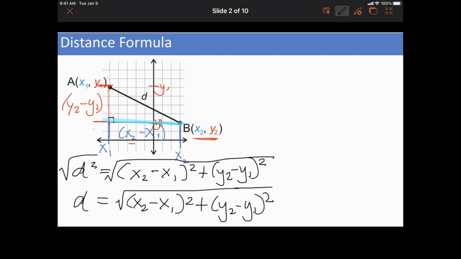So remember, we have to do the parentheses first, then square it, these parentheses first and square it, then add them together. So that's the distance formula.